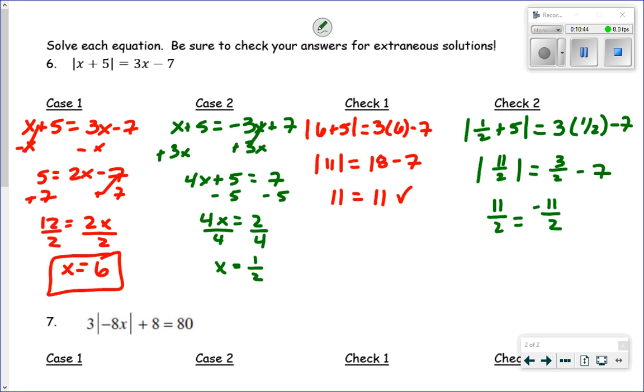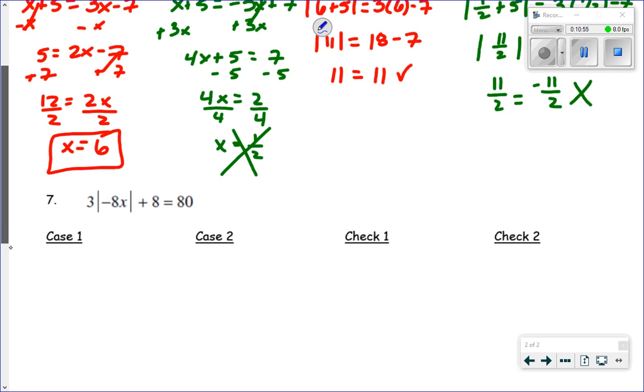Does 11/2 equal negative 11/2? No. So we cross x equals 1/2 off. That is not a solution for this absolute value equation.